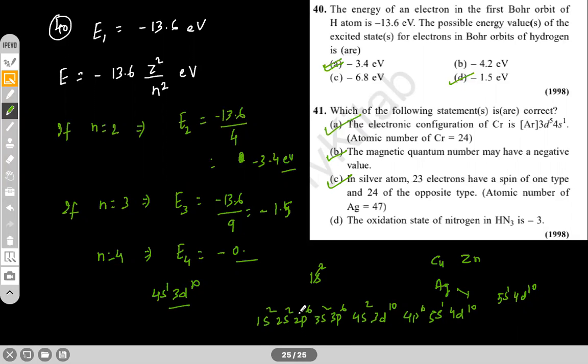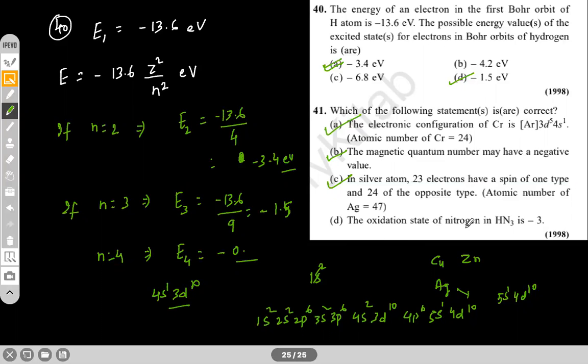Okay, all these you see 20 plus 10, 30, right? So out of 30, 5 electrons will have the same configuration, right? And here we have 10, 10 plus 5, 15, 15 plus 3, 18, 18 plus 5, 23. 23 electrons will have the same configuration and same spin. Hence, this is the answer.